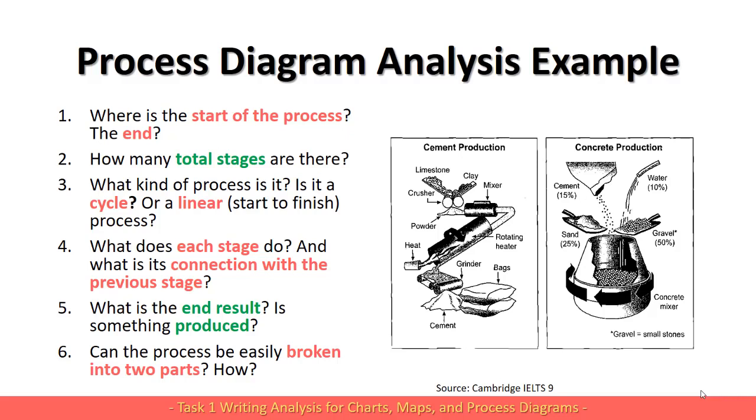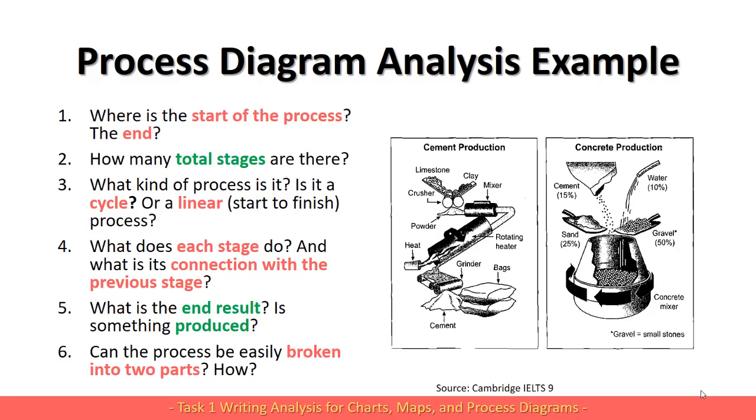Number 4, what does each stage do? I just talked about that for both cement and concrete, so I won't go back through it again, but it's very important to note the connection with the previous stage as well. How does it get to that part? Number 5, what is the end result? Is something produced? Ooh, yes, we have bags of cement in the cement production, and we have concrete in the concrete production one. So we definitely have something produced here. And number 6, can the process be easily broken into 2 parts? How? Well, what a nice example. We have 2 different process diagrams, so this is quite easy to break up into 2 parts.